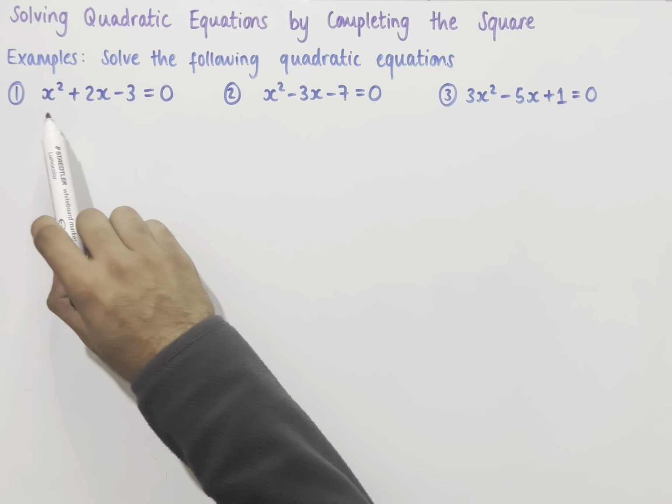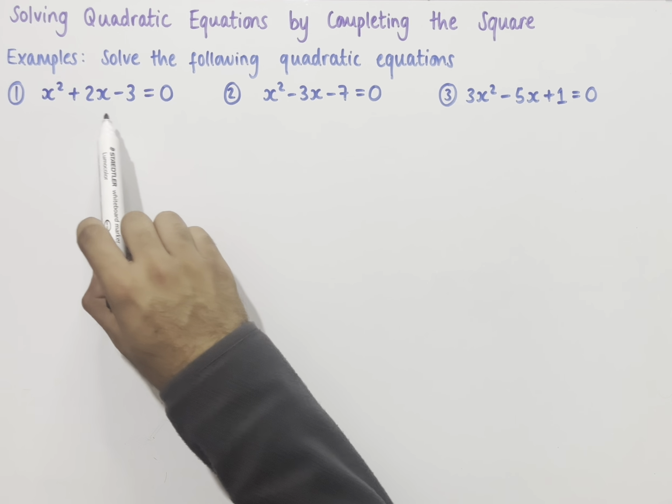To solve this quadratic equation by completing the square, we first move over any constant terms to the other side of the equation. So in this case, we would add 3 to both sides to give us x squared plus 2x, which equals 3. What we now do is we complete the square on the left hand side.